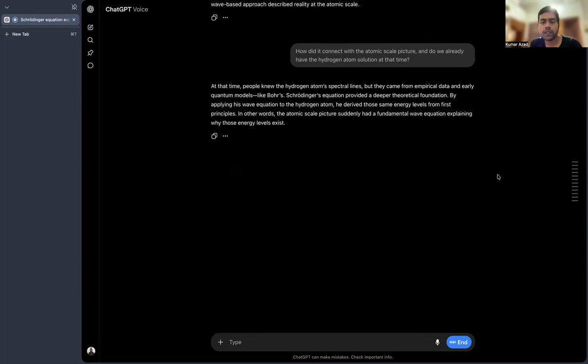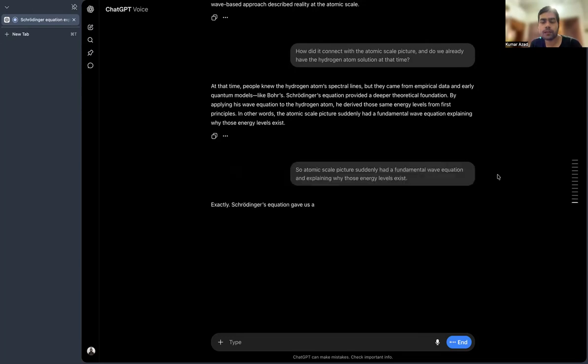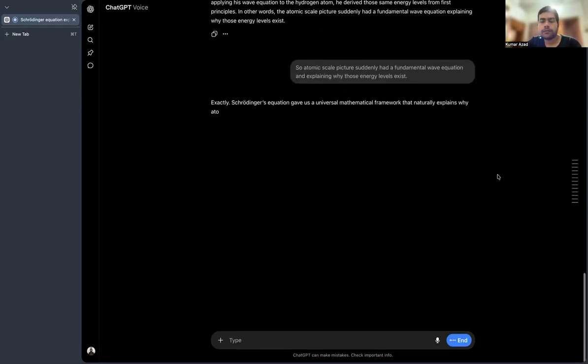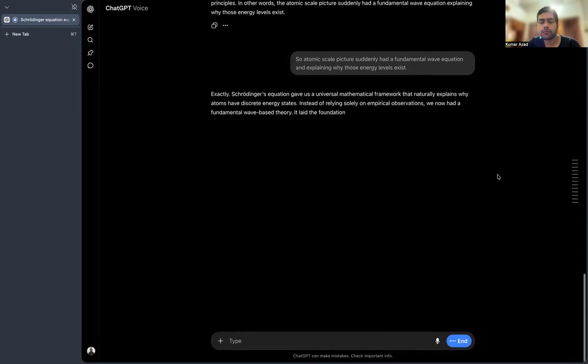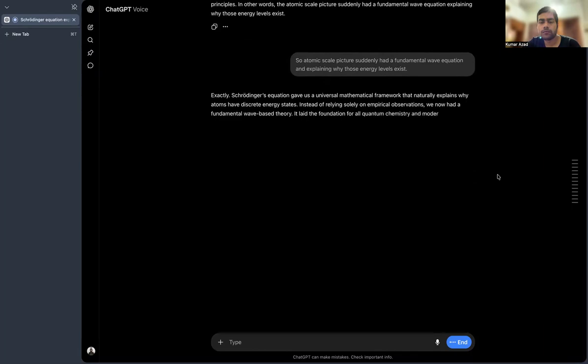So the atomic scale picture suddenly had a fundamental wave equation explaining why those energy levels exist. Exactly. Schrödinger's equation gave us a universal mathematical framework that naturally explains why atoms have discrete energy states. Instead of relying solely on empirical observations, we now had a fundamental wave based theory. It laid the foundation for all quantum chemistry and modern atomic physics, showing that these energy levels are a natural consequence of the wave nature of matter.